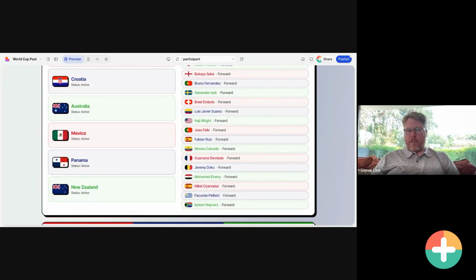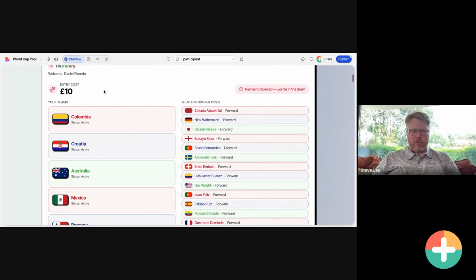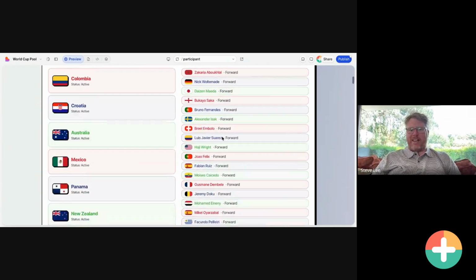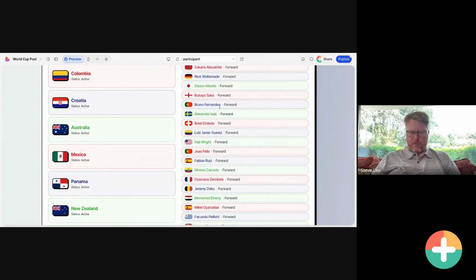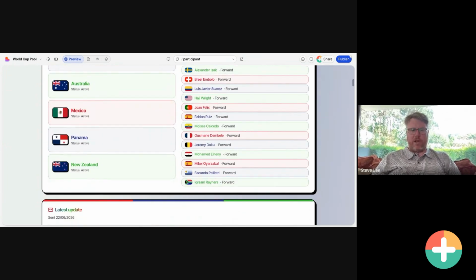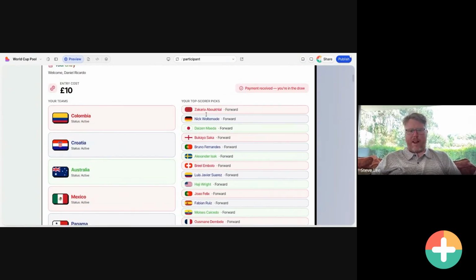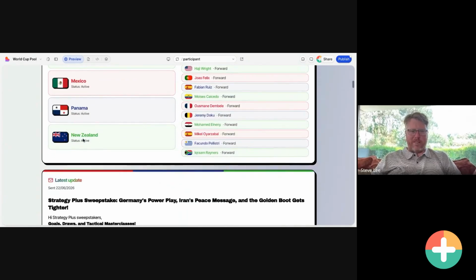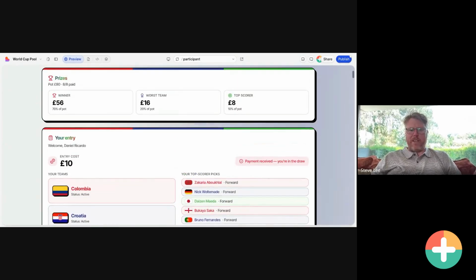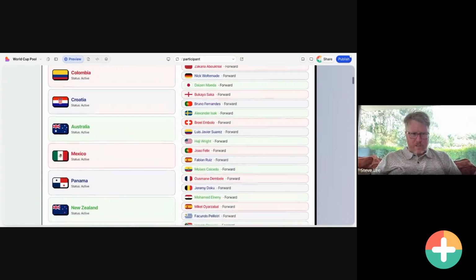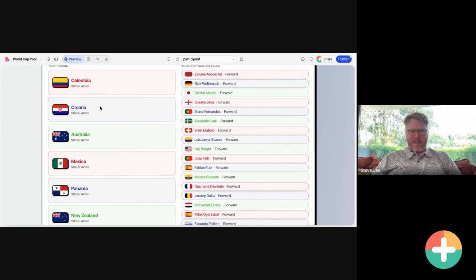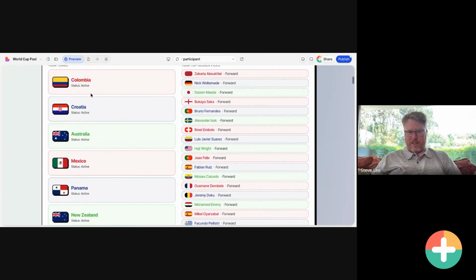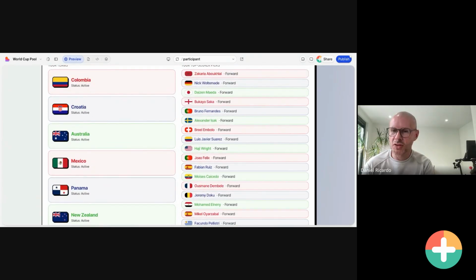Because there are only a few of us at Strategy Plus, and there's 48 teams in the World Cup, each one of us drew 6 teams. And we had, I think, 3 or 5 top scorers from the 144 most likely top scorers from the competition, drawn at random. So these are all your top scorer picks, and these are the teams that you're following. Okay, this is you. So you've got Colombia still in it, Croatia out, Australia out, Mexico out, Panama out, New Zealand. So all hopes on Colombia. Play Argentina.